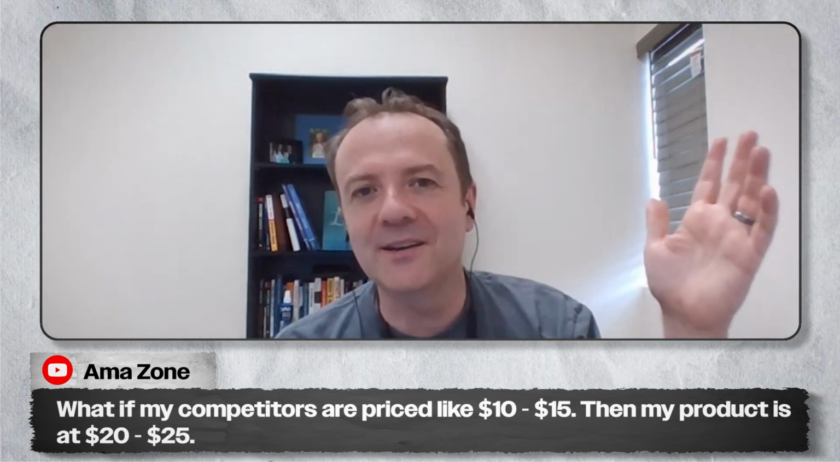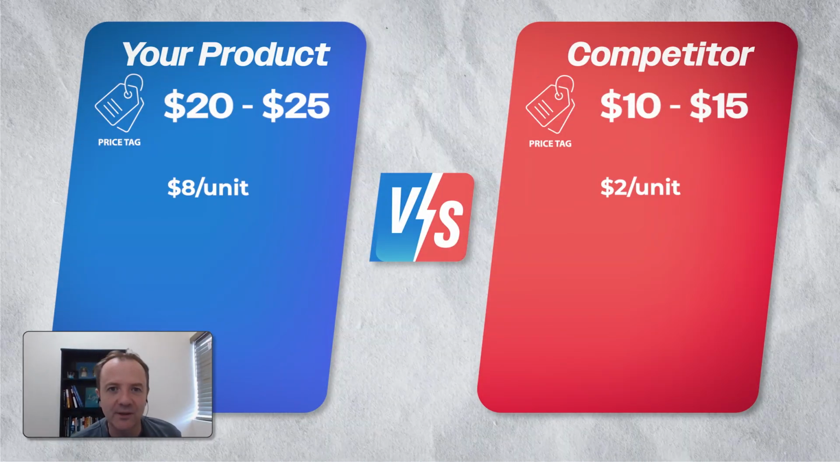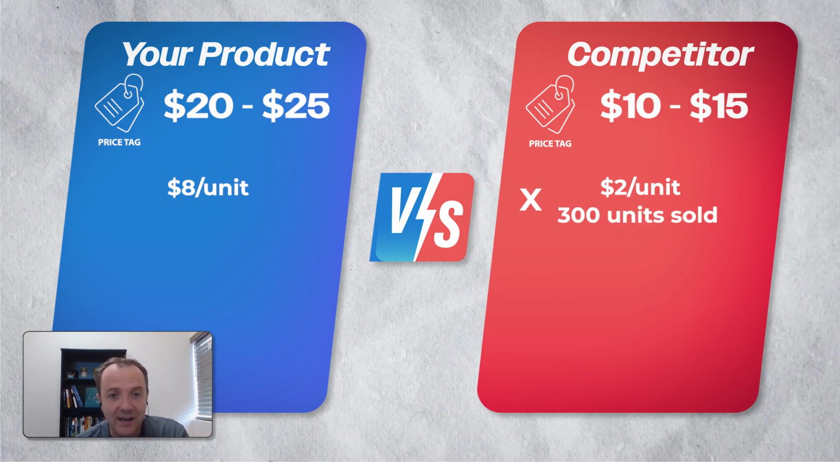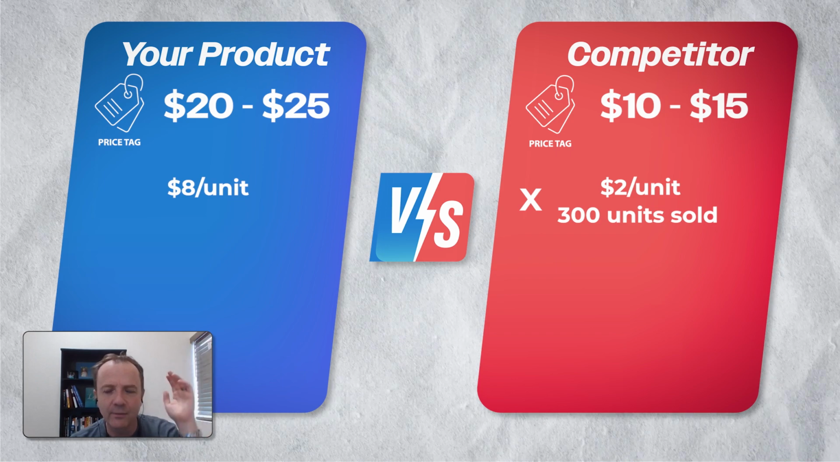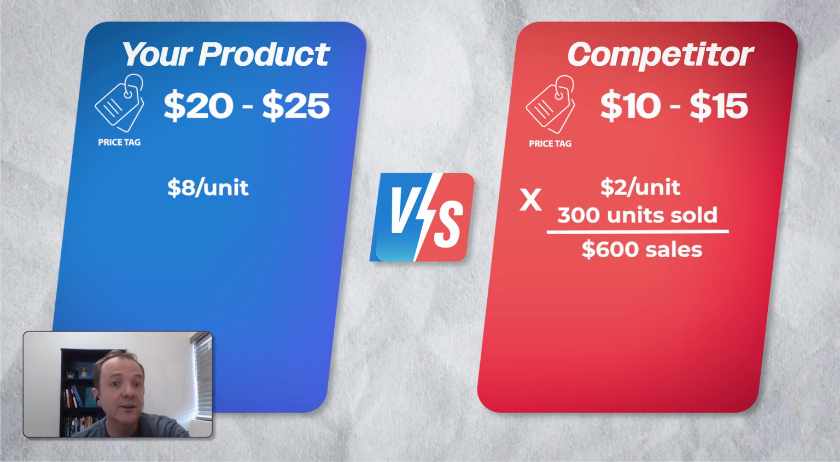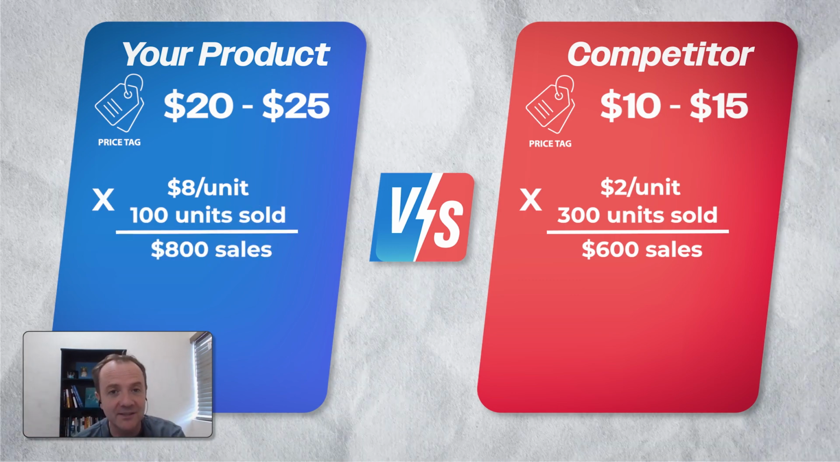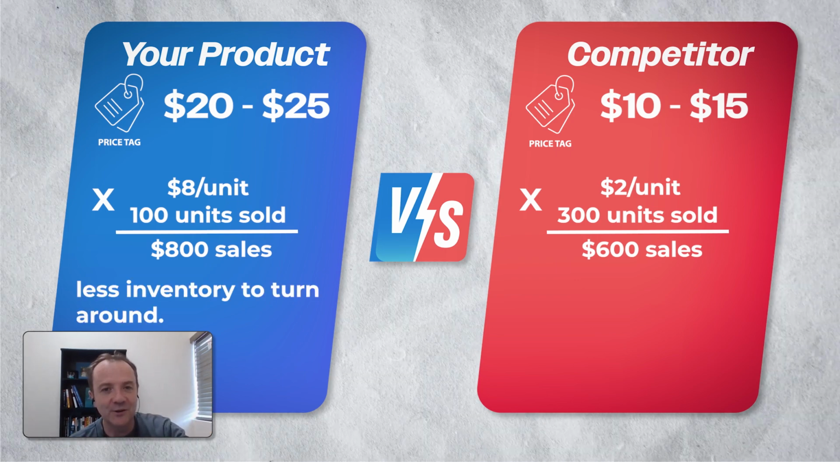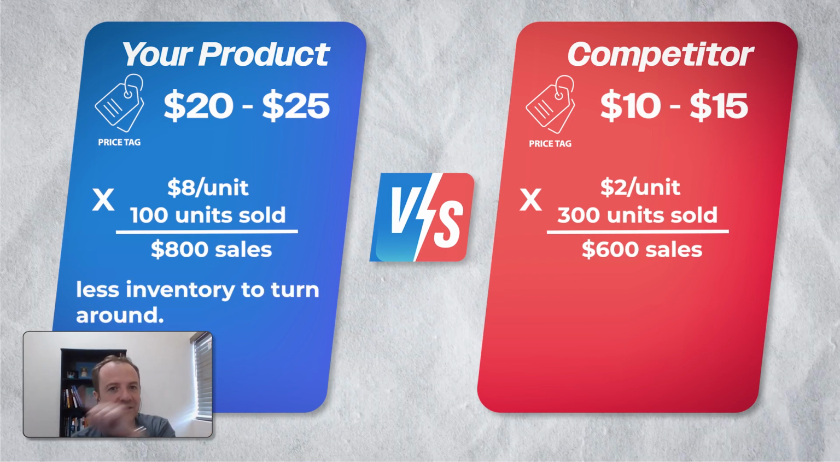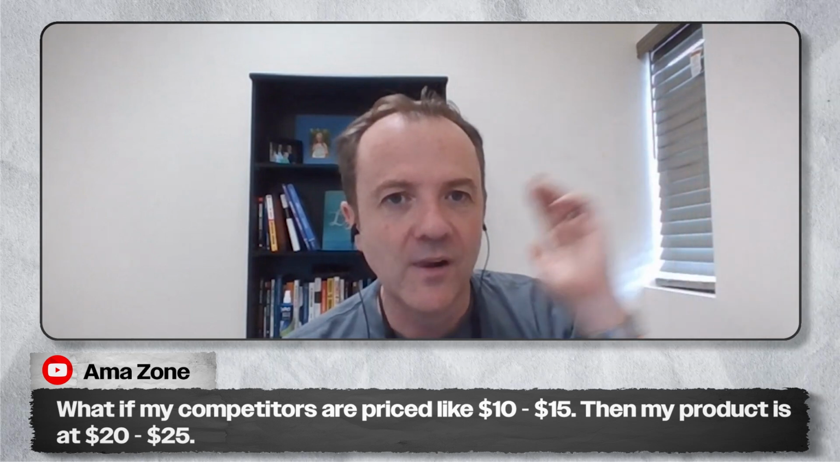So let's just say hypothetically, after all is said and done, they're making $2 a unit and you're making $8 a unit. Let's say they're doing 300 units and you're doing 100 in the same time period, whatever time period that is, a week, a month, a day, whatever. They sell 300 units, they net $600. You sell 100 units, you net $8 per unit, you made $800. So you made $800, they made $600, and you have less inventory to turn around and buy later because you're only replacing 100 units, and they're going to have to replace those 300 units. Does that make sense?